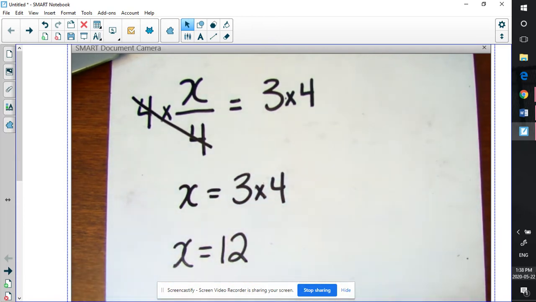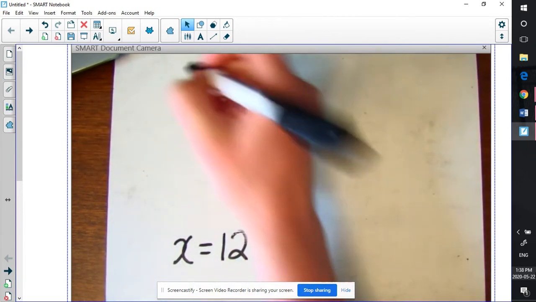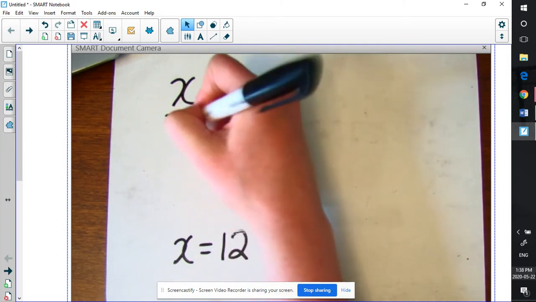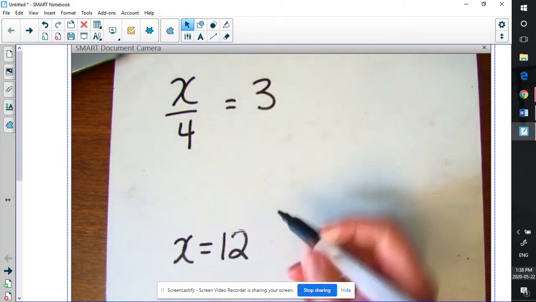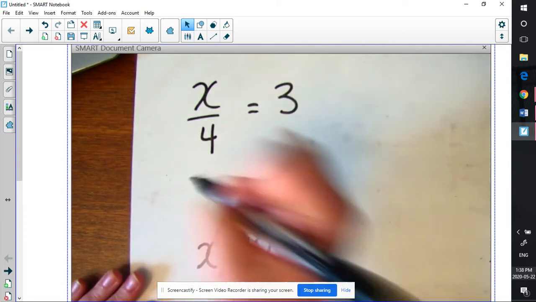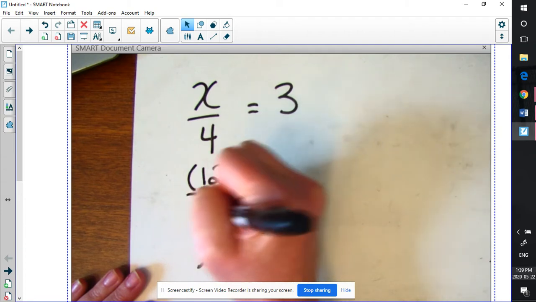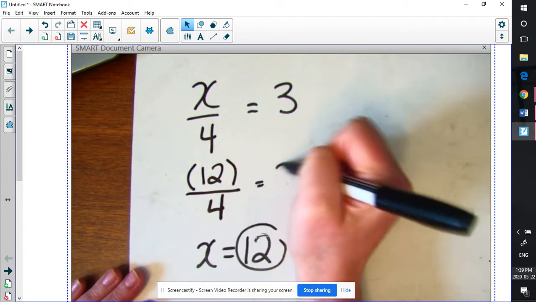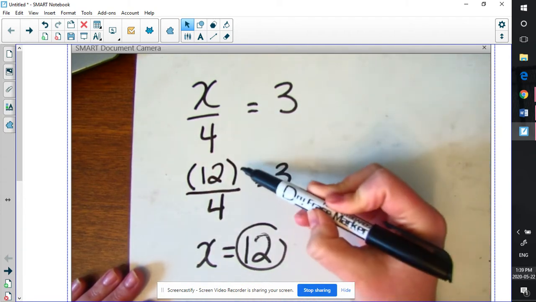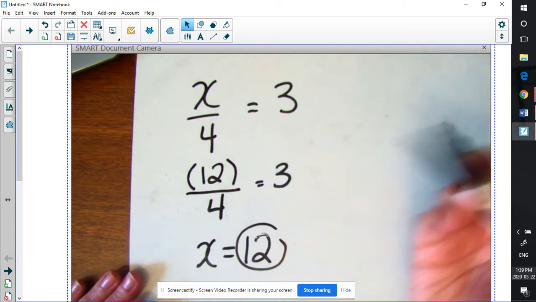Now, of course, we've got to go back and make sure that this is right by checking our answer. So our original equation was x over 4 equals 3. So I'm going to take this 12 and substitute it in for my x. Now, whenever we substitute, we put things in brackets. So 12 over 4 equals 3. In other words, 12 divided by 4. Does that equal 3? Yes, it does.